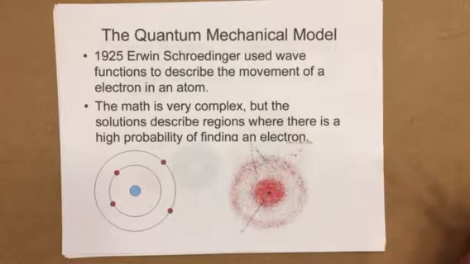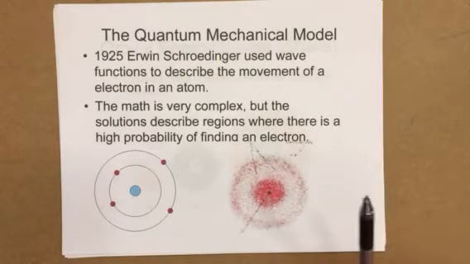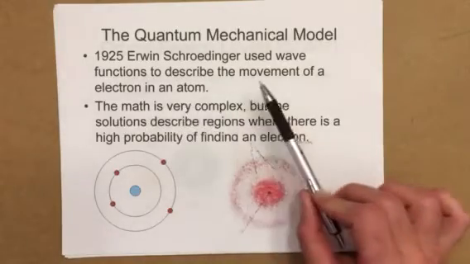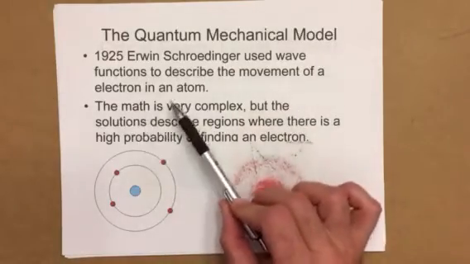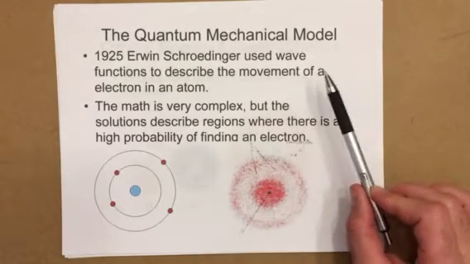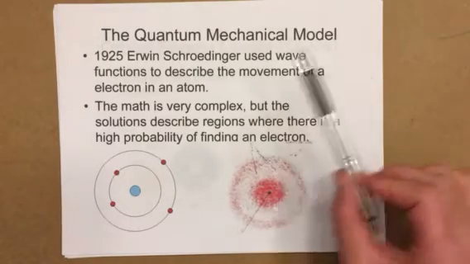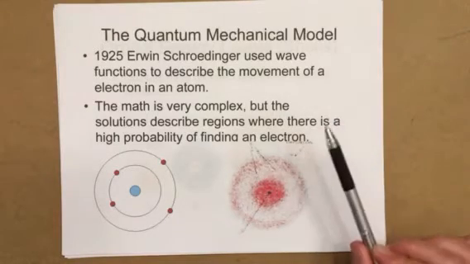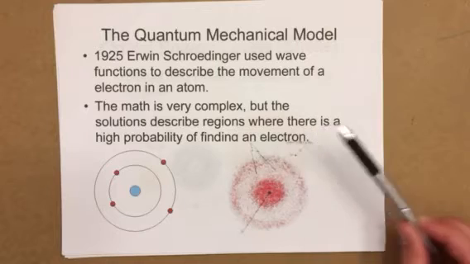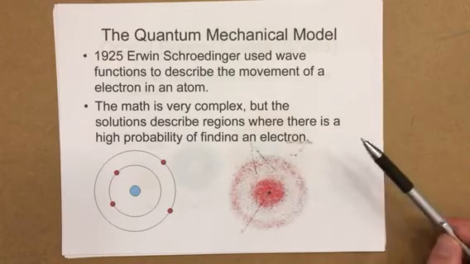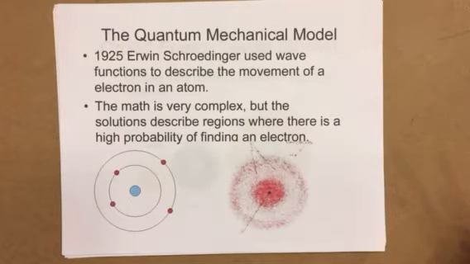This model was developed by Erwin Schrödinger in 1925, and what he did was he used wave functions to describe the movement of an electron in an atom. So he was understanding that electrons behave both as particles and as waves, and he did some really complex math that we're not going to have to understand. But what we do need to understand is the solutions that he came up with, because the solutions he came up with describe locations of space where there's a high probability of finding an electron.